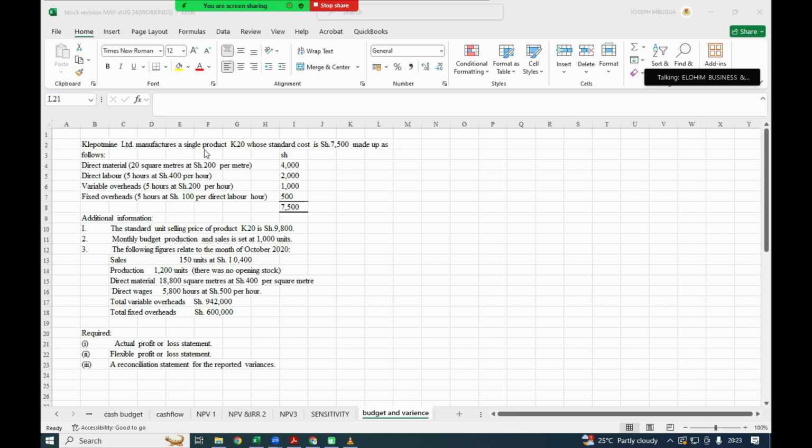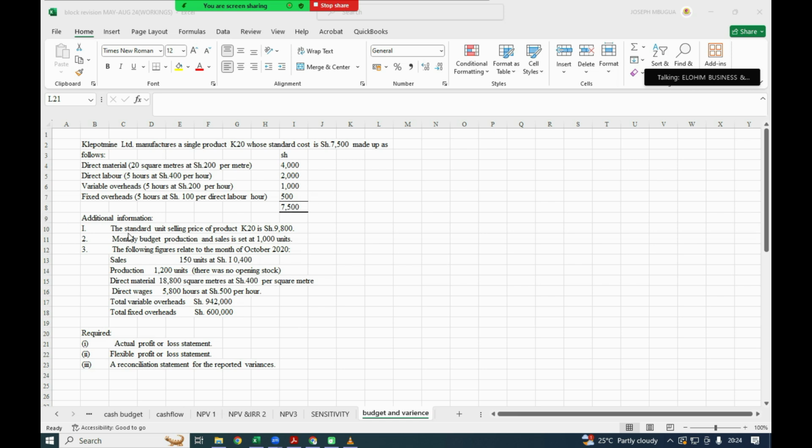Cliptomine Limited manufactures a single product, that is K20, whose standard cost is 7,500, made up as follows. So we have direct material, which will require 20 square meters at 200 per meter, which gives us a total of 4,000 per unit. Direct labor, 5 hours at 400 per hour, 2,000. Variable overhead, 5 hours at 200 per hour, 1,000. Fixed overhead, 5 hours at 100 per direct labor hour, which is 500. So you get a total of 7,500.